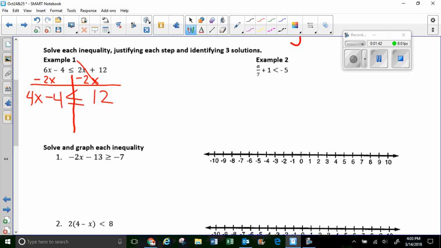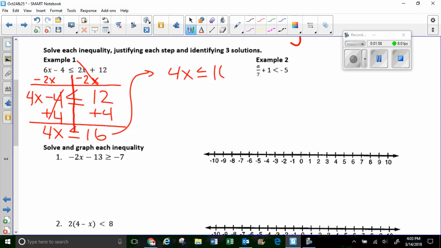Move your constants to the other side, so add 4, dropping down 4x less than or equal to 16, and then just bringing that over here since I'm running out of room, and divide both sides by 4. Notice that I don't need to change my inequality symbol because I divided by a positive number.